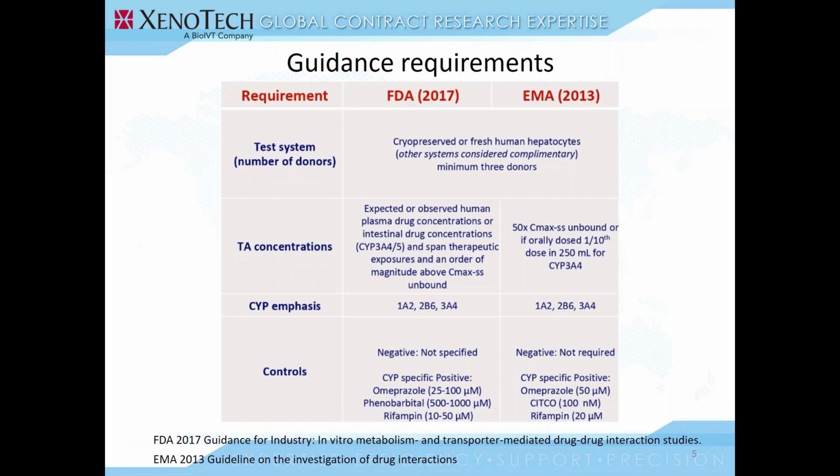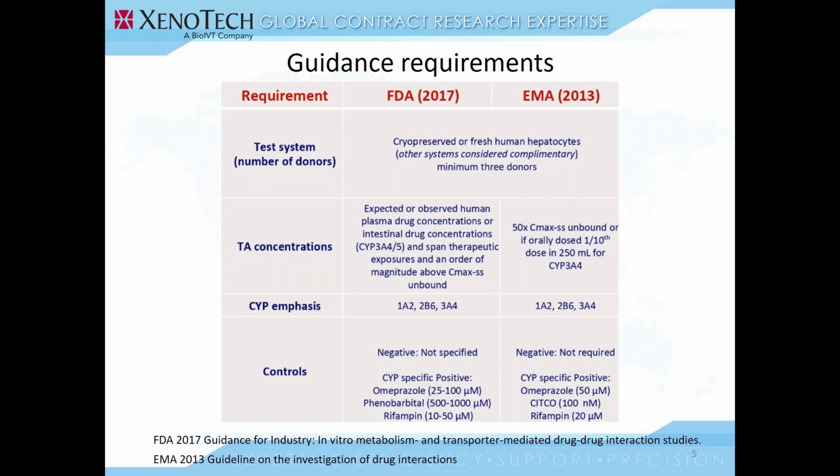So these are the very high level points of import that are discussed in the FDA and the EMA guidance. The test system is cryopreserved or fresh human hepatocytes, liver cells. Other systems are considered complementary by the EMA. There's a little bit more to it with the FDA, and I'm going to speak to that in a little while. But both of them say a minimum of 3 donors so that we can explore inter-individual variability. Both of them are emphasizing the 1A2, 2B6, and 3A4 enzymes, which we all expected.